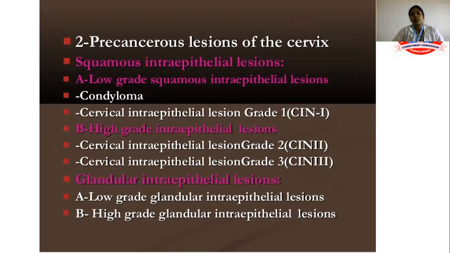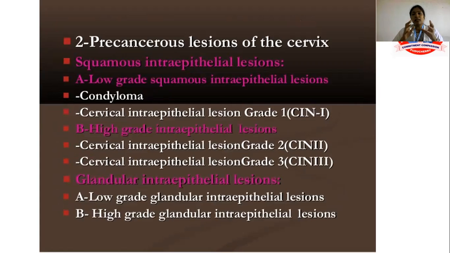Next, moving on to some of the precancerous lesions of cervix. Precancerous lesion, or the lesion that precedes the carcinoma. These are all called as squamous intraepithelial lesion. And these lesions can again be divided into two types. One is low-grade squamous intraepithelial lesion, the other is high-grade squamous intraepithelial lesion. So the low grade comprises condyloma and CIN1.